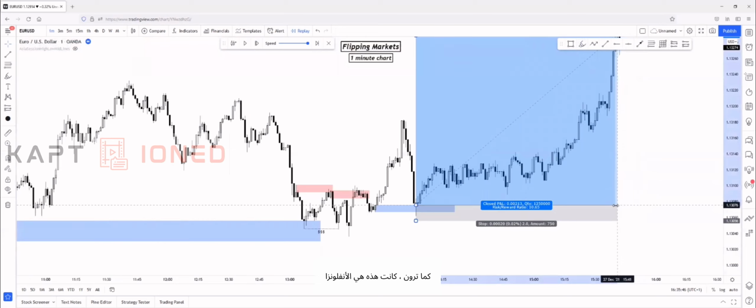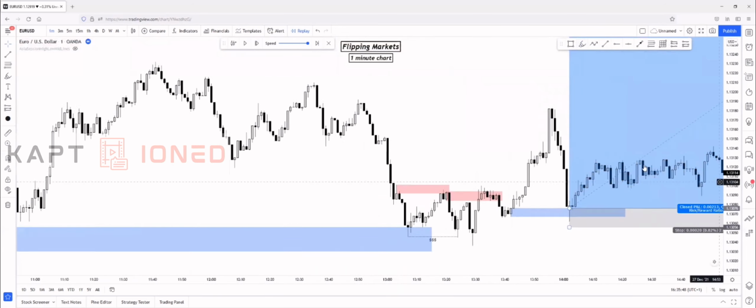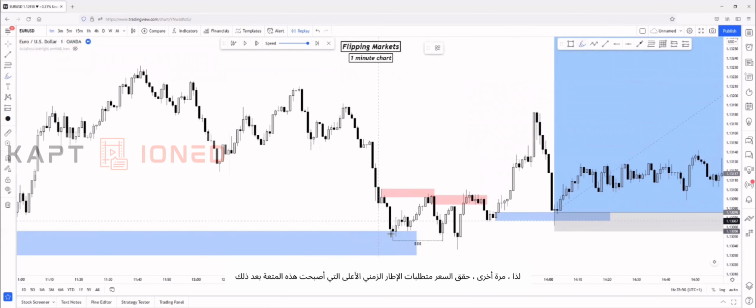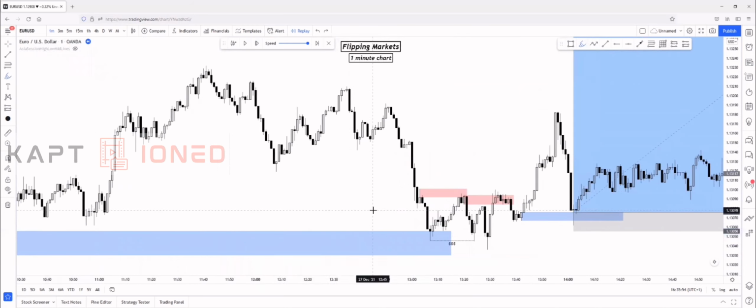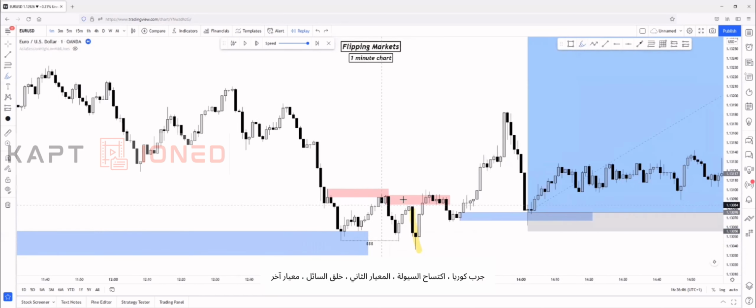So as you can see, this was the flip scenario. So once again, price did hit the higher time frame demand zone, which is this one. After the higher time frame demand zone hit and mitigation, it created liquidity. After price swept that liquidity, so we have a higher time frame zone. First criteria, liquidity sweep. Second criteria, liquidity creation.